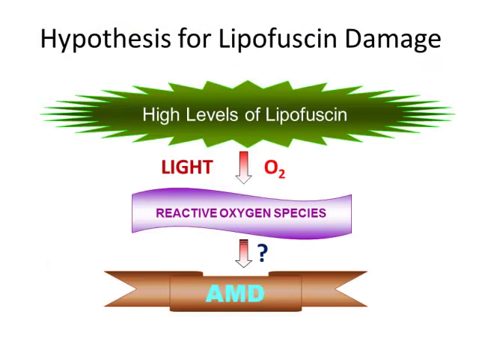So this was the basis of the formulation of a hypothesis, still a hypothesis, of course, about the role of lipofuscin, this endogenous photosensitizer that accumulates with age in retinal pigment epithelium. So a high level of lipofuscin, light, and oxygen would lead to reactive oxygen species, and if a threshold is exceeded, oxidative stress would result, leading to critical changes that would eventually contribute to age-related macular degeneration.